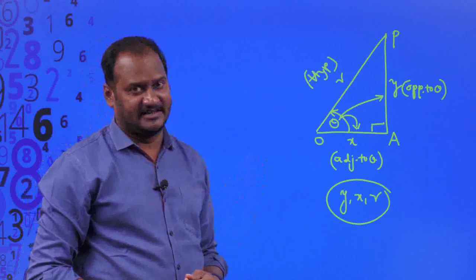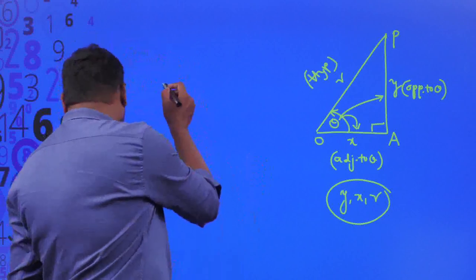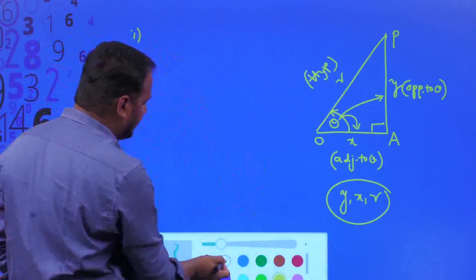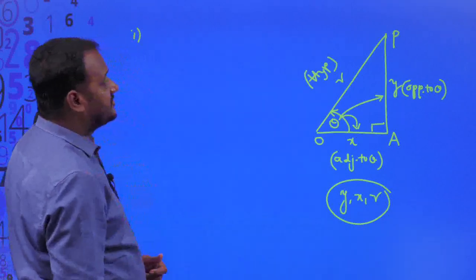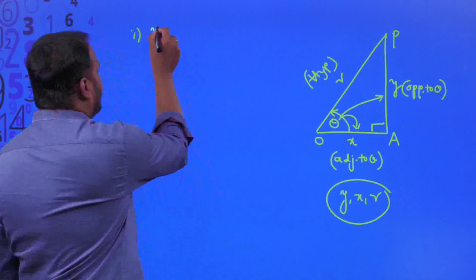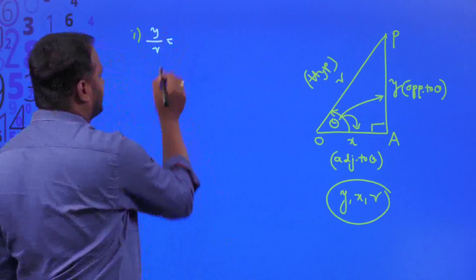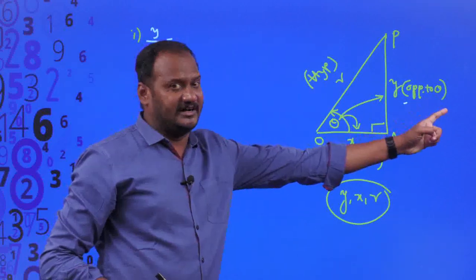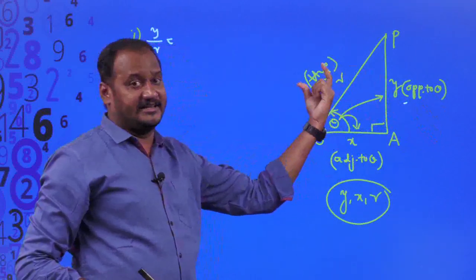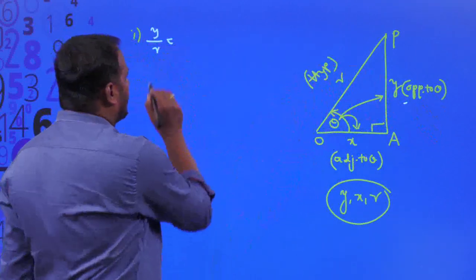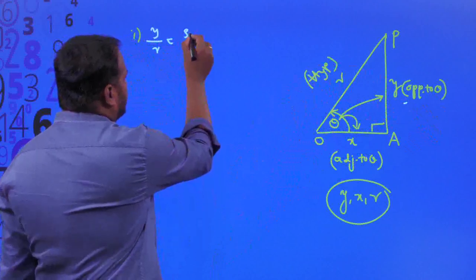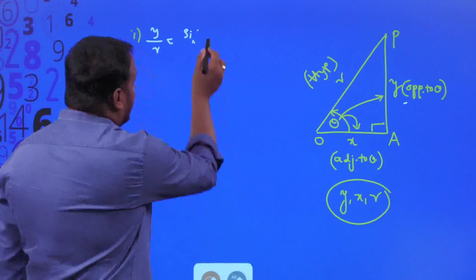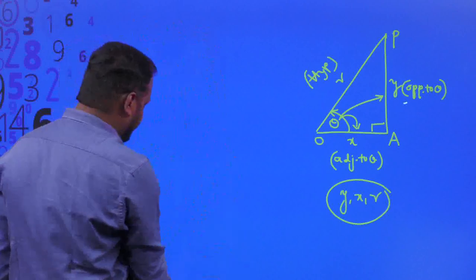Let us try to understand. I am taking the first ratio. That first ratio is ratio 1. Please concentrate, we are getting into trigonometry now. The first ratio is the ratio between y and r. What is y here? y is the side opposite to theta. What is r here? r is the hypotenuse.